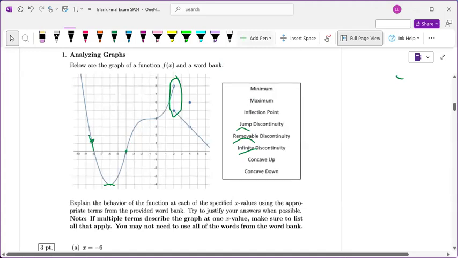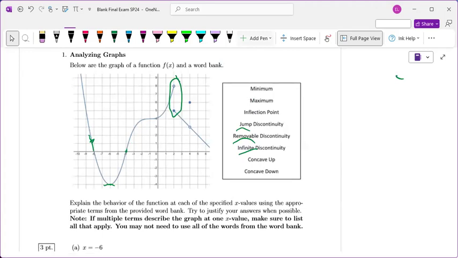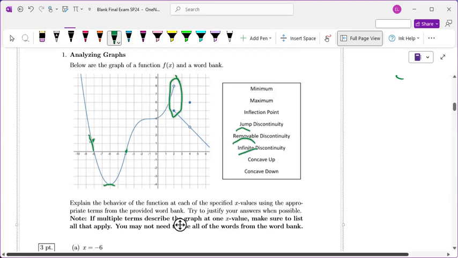So expect a graph with more questions, but they're more focused. So you're not having to think, okay, x equals -6, which of these is it? It'll be a little more focused.